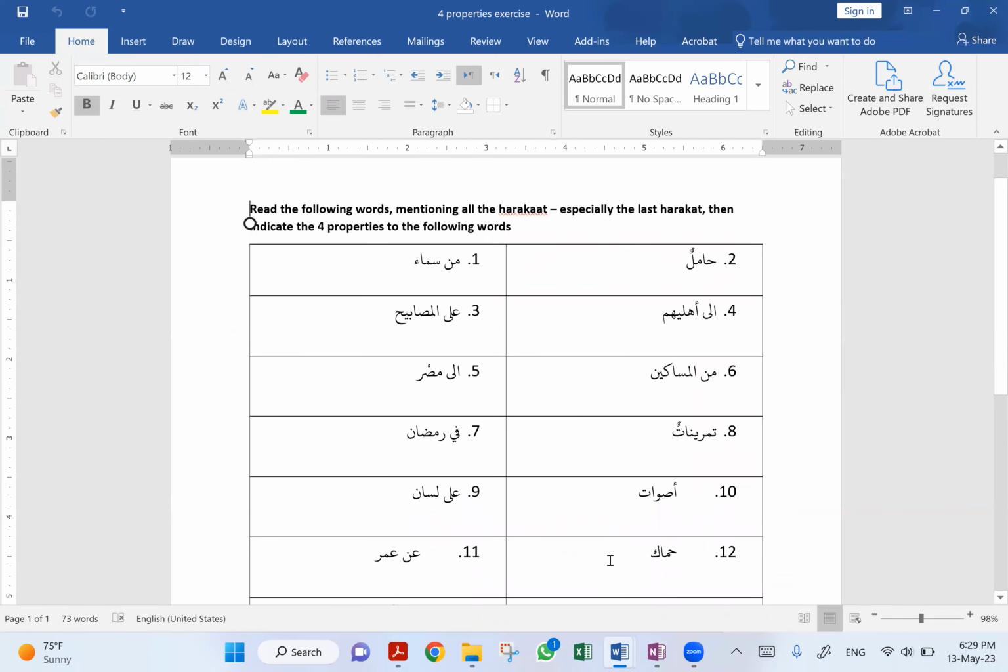Okay, so this was an exercise I prepared for last week, but then I decided that after doing mamnu' min as-sarf, it would be easier. The instructions are simple: just find the 4 properties of the word. The first one we have is min sama'. What do you guys think?